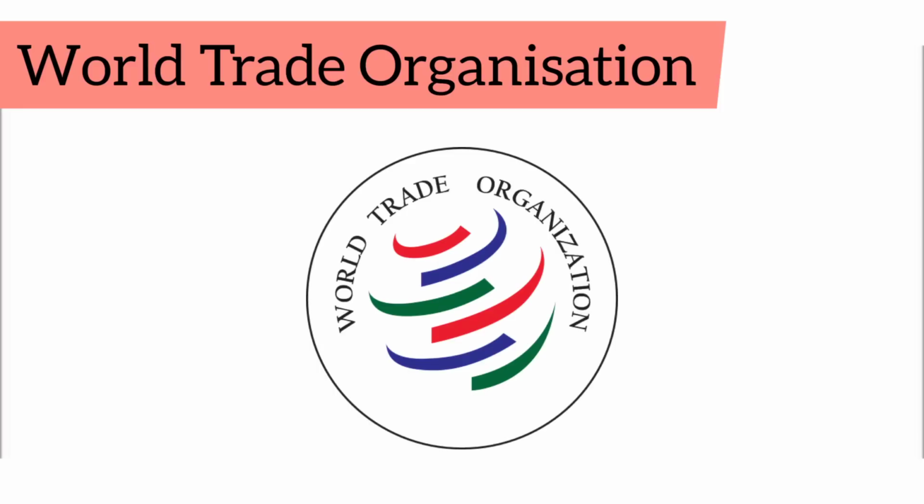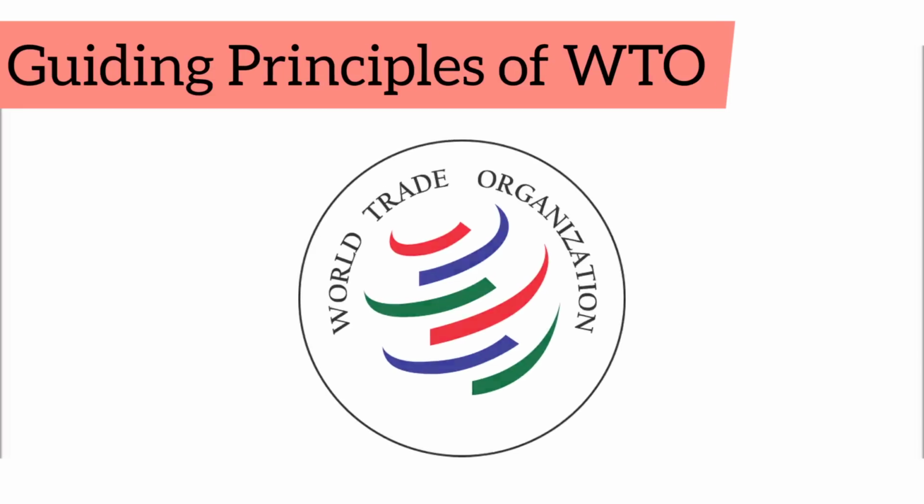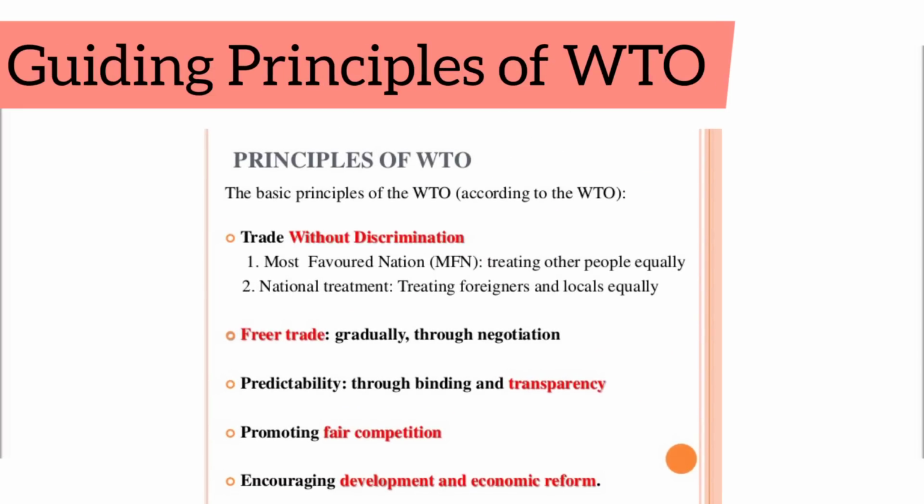Okay, so there were a few guiding principles which WTO followed. What were the principles that the member countries of WTO have to follow? The first principle was that you have to trade without any discrimination. Under the WTO agreement, countries cannot normally discriminate between their trading partners. That means from whichever country they are importing or exporting, normally they should not discriminate between them.